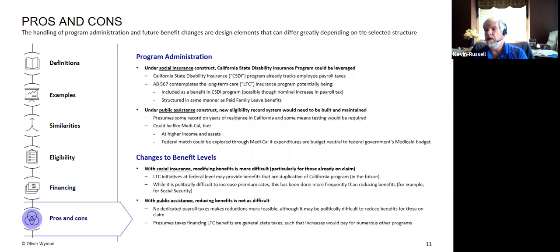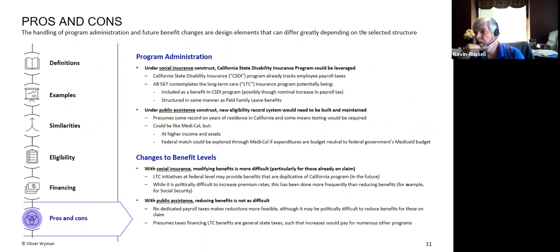Okay. And now to slide 11, some pros and cons about program administration and future benefit changes. Under social insurance, the California State Disability Insurance Program could be leveraged. That program already tracks employee payroll taxes. Assembly Bill 567 contemplates the long-term care insurance program potentially being included as a benefit in the California State Disability Insurance Program, possibly through a nominal payroll tax increase, and structured in the same way as the paid family leave benefits.